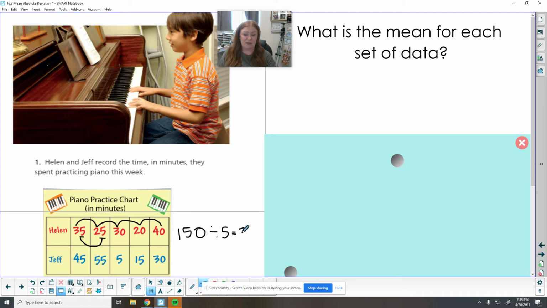So I can see her average is 30 minutes per day. So if she fair shared all of her minutes, she would have done 30 minutes every day. Some days she did more, some days she did less than that.